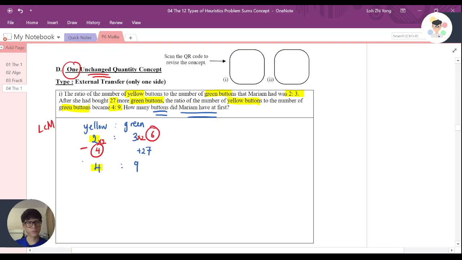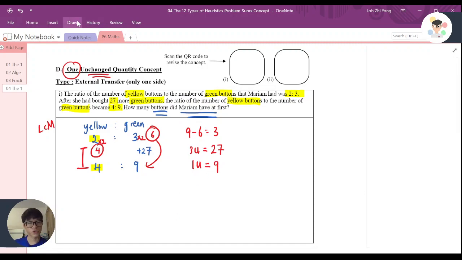Now, after we show that these two are the same, then we can look at green. 6 becomes 9. Why? Because there was an increase of 27. So 9 minus 6 we know is 3, an increase of 3 units, and we know that the increase of that 3 units is because of that 27. So this 3 units is equal to 27. Then I can say that 1 unit is equal to 9. Is it correct? 1 unit equals 9.